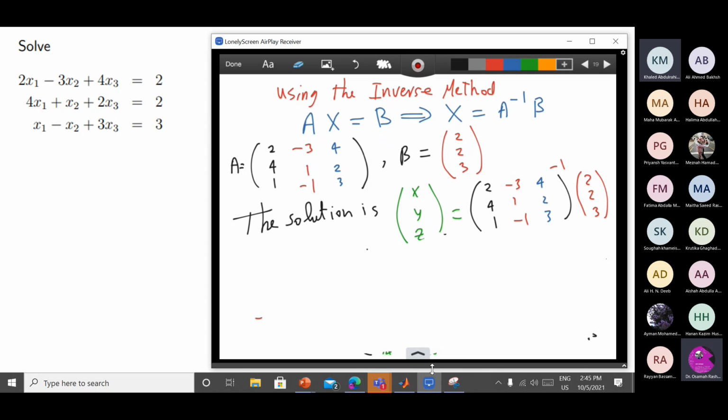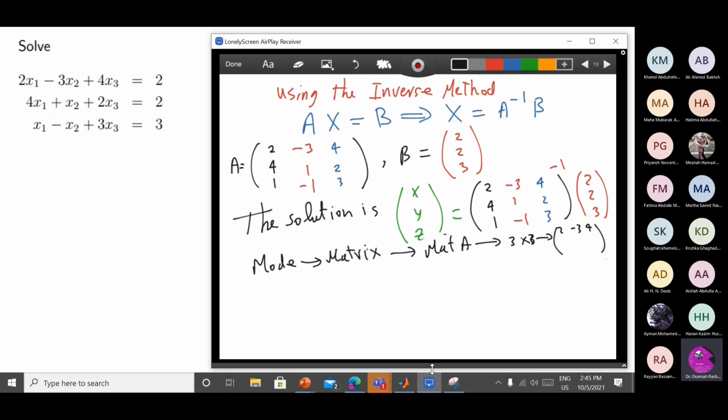Now let's input A and B at the same time. Again, mode, matrix, go for mat A. A is 3 by 3. And input this A: 2, minus 3, 4, 4, 1, 2, 1, minus 1, 3. Now I finish.